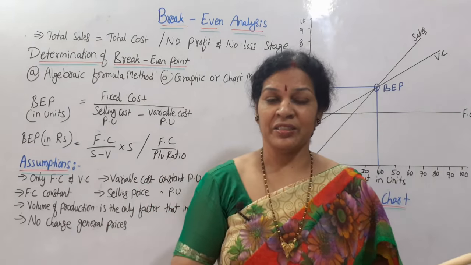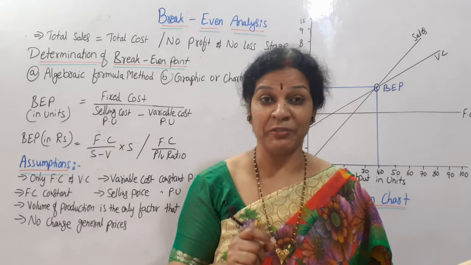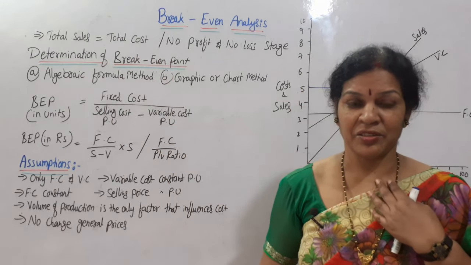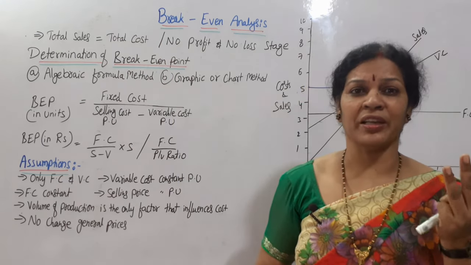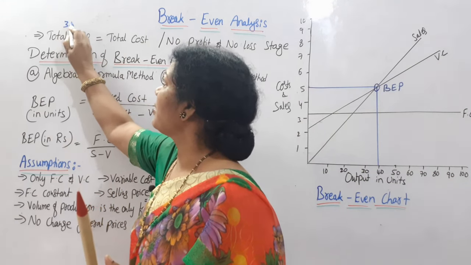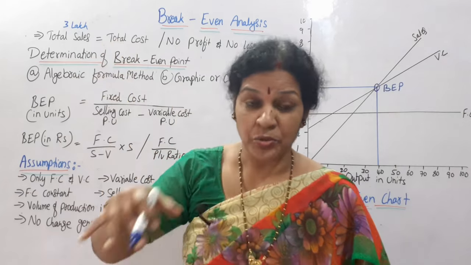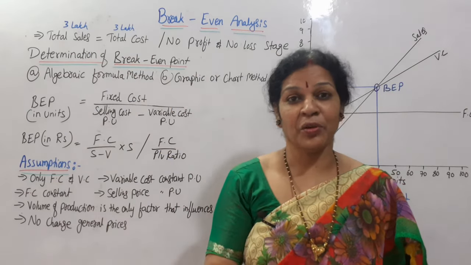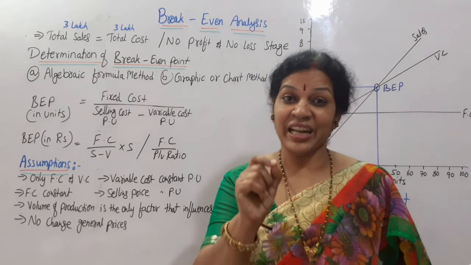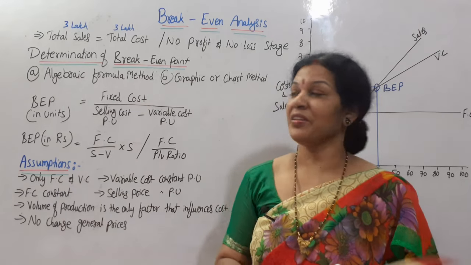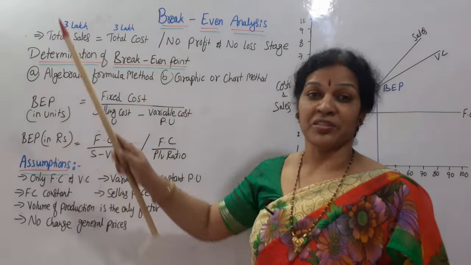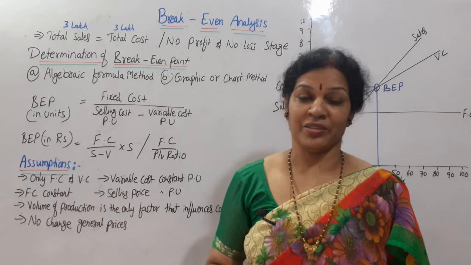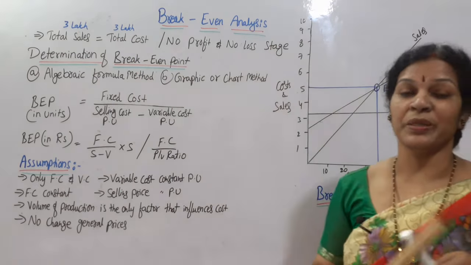Break-even is nothing but the break-even point. What is this point? The break-even point is where a company's or business's total sales are equal to total cost. Say my total sales are 3 lakh, and my total expenses are also 3 lakh. I spent 3 lakh and I am getting sales of 3 lakh, which means there is no profit, no loss. That is the stage we call the break-even point, where total sales are equal to total cost. In other words, the no profit, no loss stage is the break-even stage.